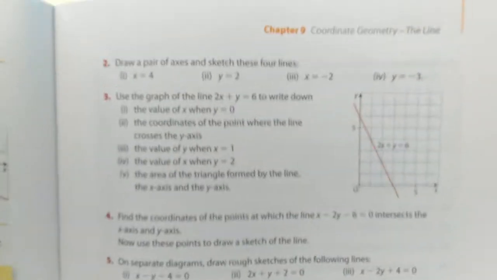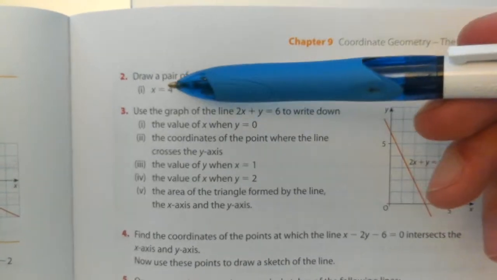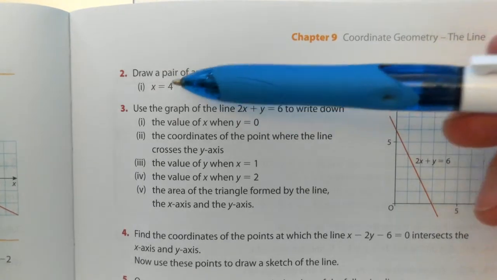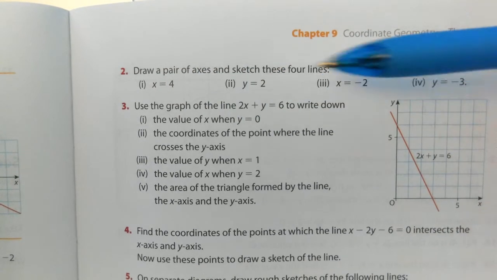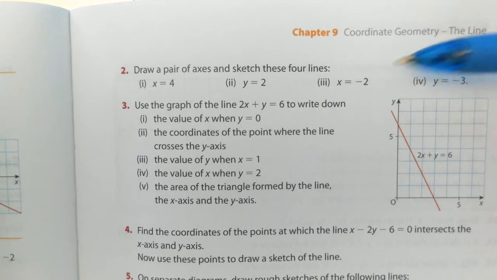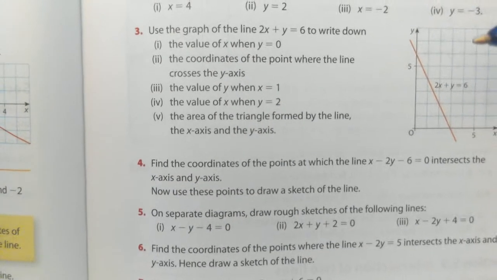Okay, and similarly, now it's a reverse question. Just draw the axes and sketch these lines in. That should be vertical, horizontal at the relevant points. Okay, are you doing question 3? Let me check. 1, 2, 3, 4, 5, 6, 10, 11.